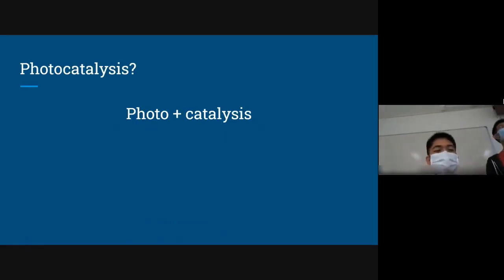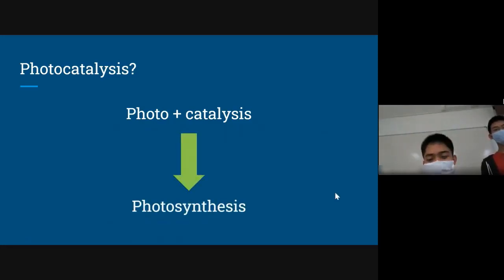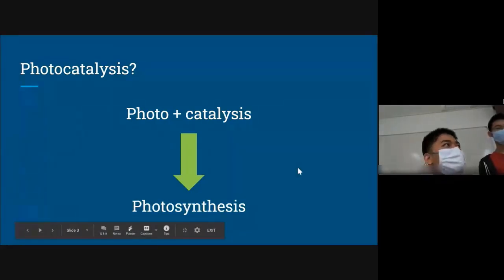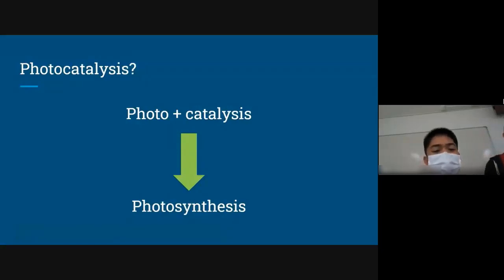So what is photocatalysis? The word photocatalysis has photo and catalysis. I don't know about you guys, but what do people normally think of when they see the word photocatalysis? For me, because I'm a bio student, the thing I think of would be photosynthesis. It makes sense, but photosynthesis is only one specific photocatalytic reaction. And actually a lot of chemists and scientists take their inspiration for photocatalysis from the natural system in plants that helps to undergo photosynthesis, because it is very effective.